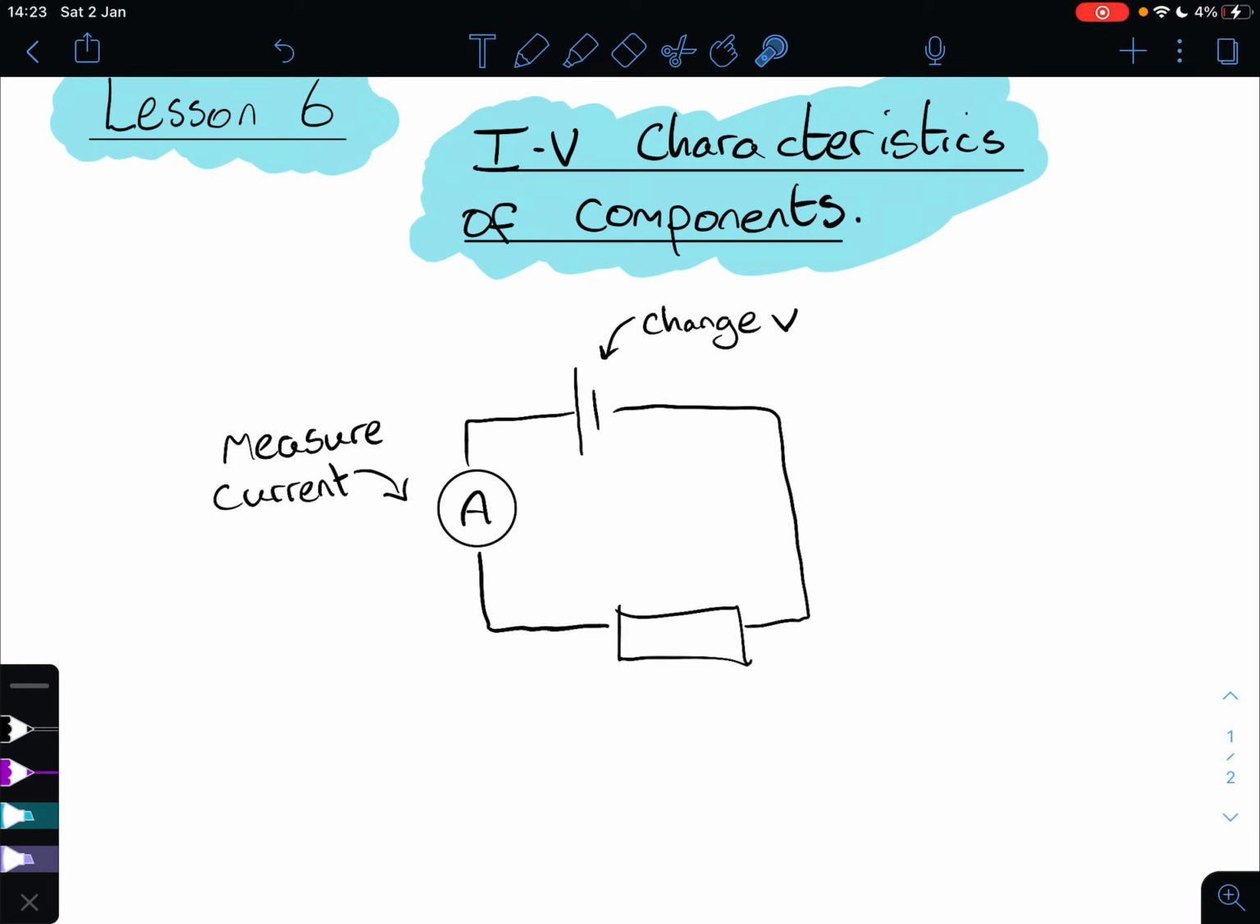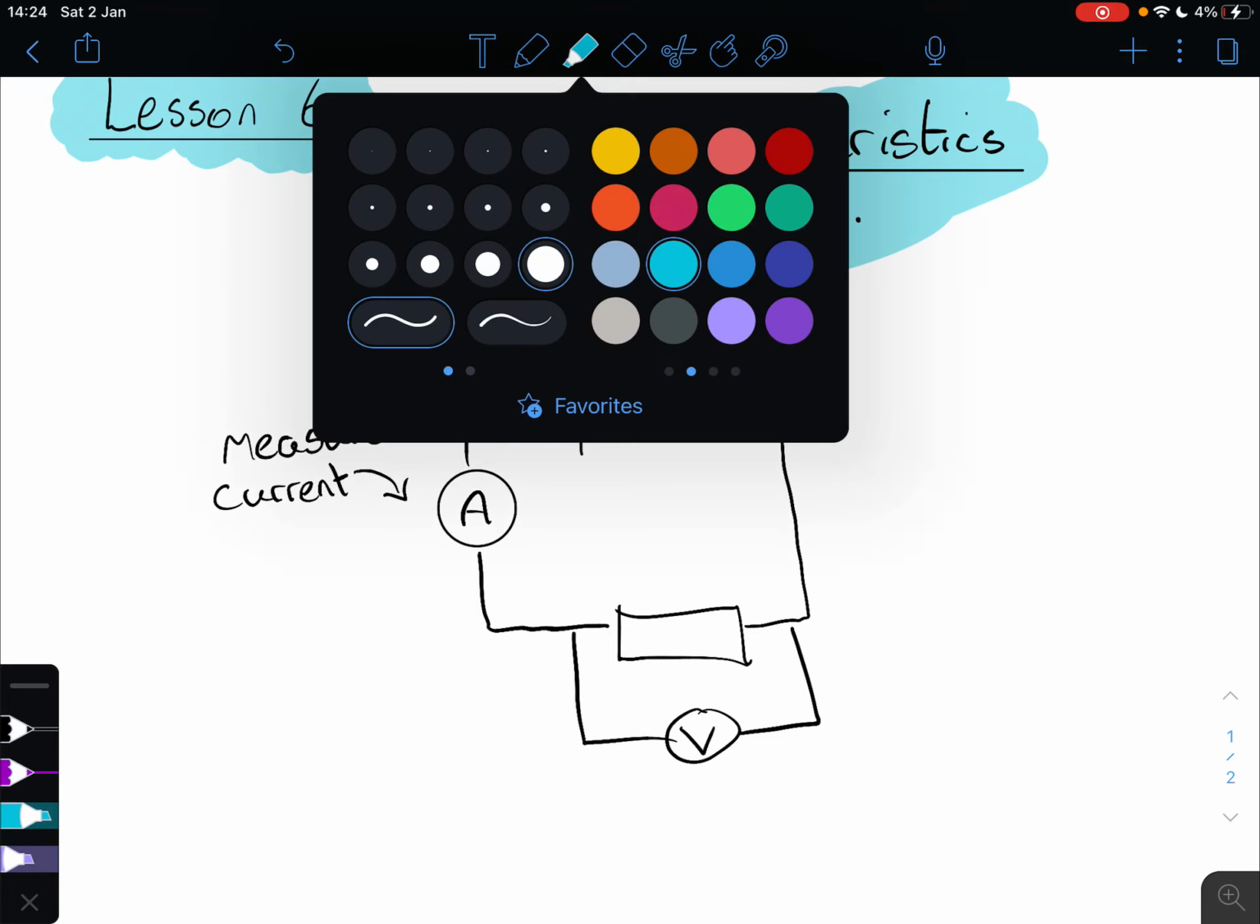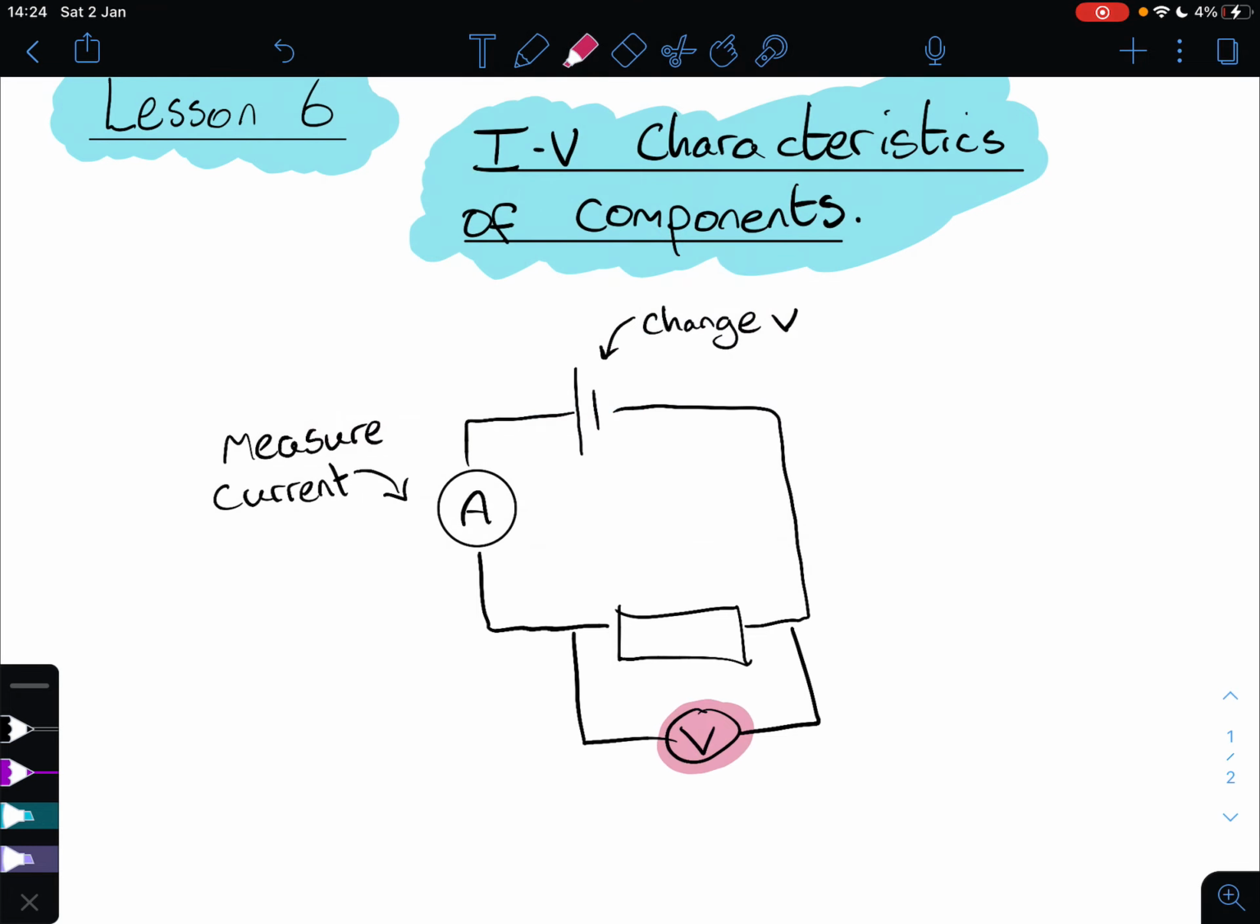Now, to measure the voltage, I'm going to need to add a voltmeter. And if you remember, he's like Mr. Tickle. He goes around the thing you want to measure. So there's my voltmeter now. I'll colour him in a bit of red. And there's my ammeter, and I'm going to colour it in blue.